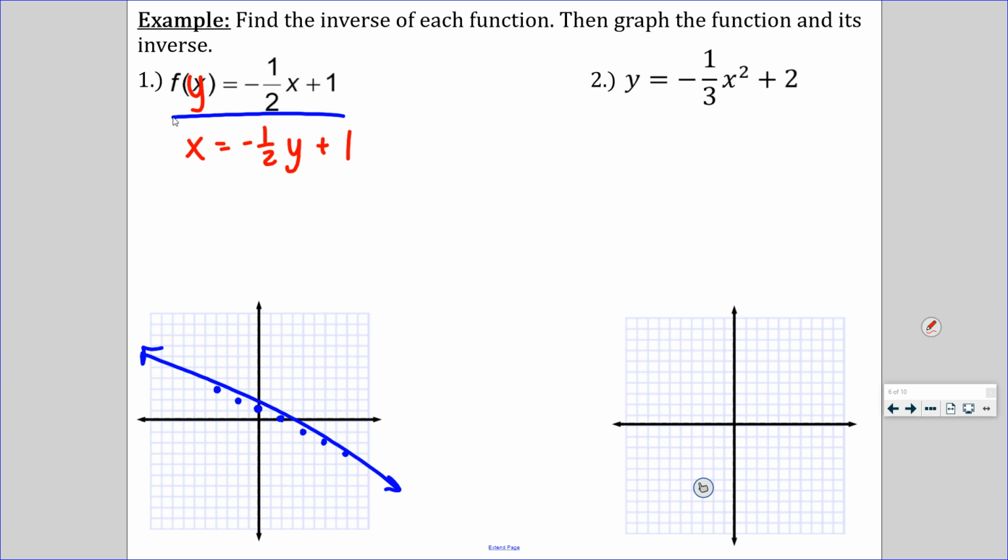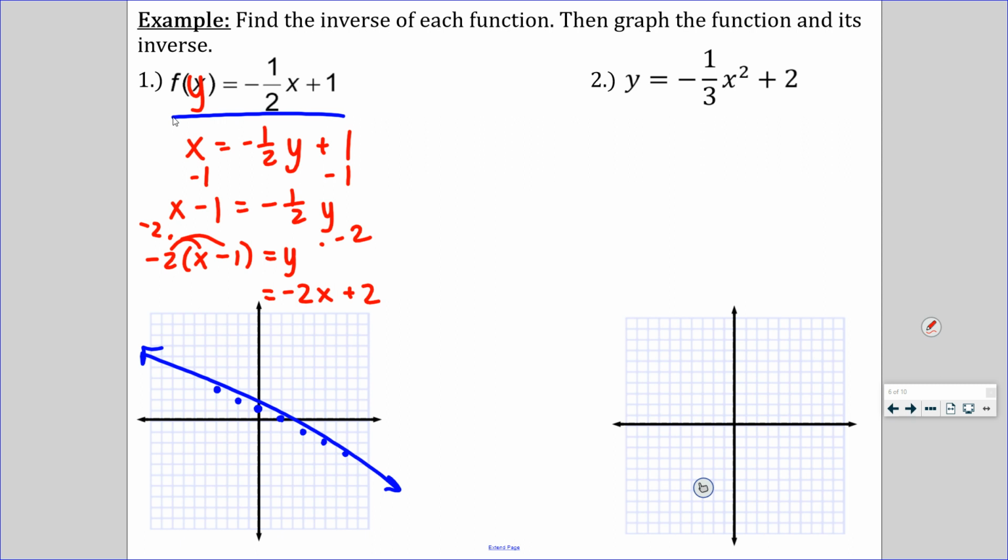Second step, solve for the new y. This is my new y, so I'm going to add 1. Now, instead of dividing by -1/2, I multiply both sides by -2. Okay, so I'm going to go ahead and distribute that. I get -2x plus 2, and I'm going to move it to the other side because that's how I'm used to seeing that. Now, instead of writing y, my third step, I'm going to replace it with that inverse notation.